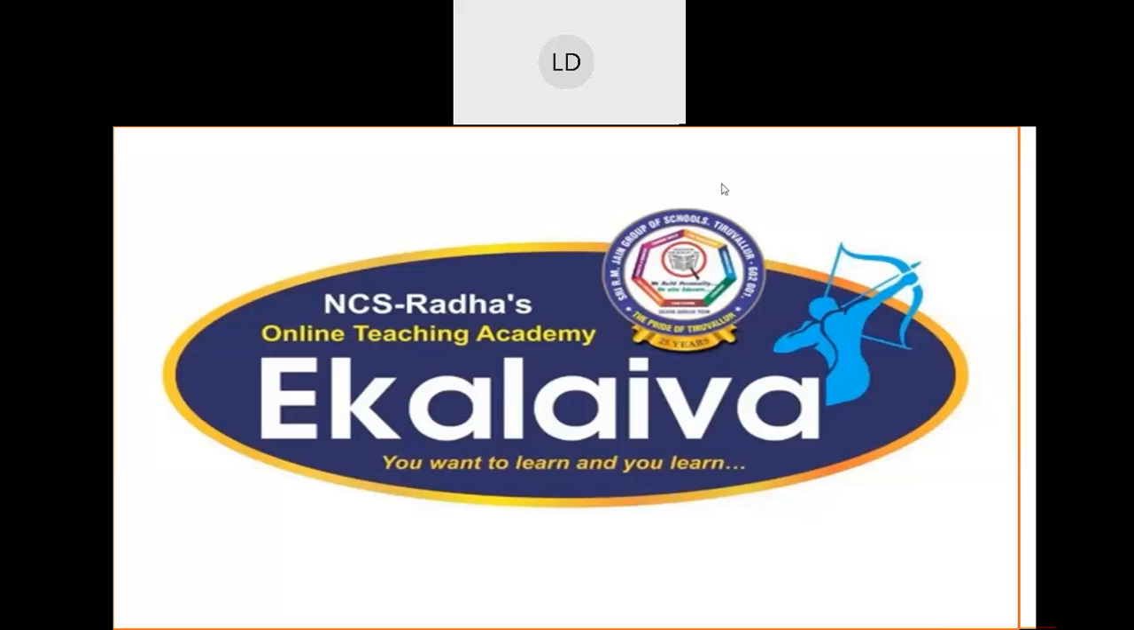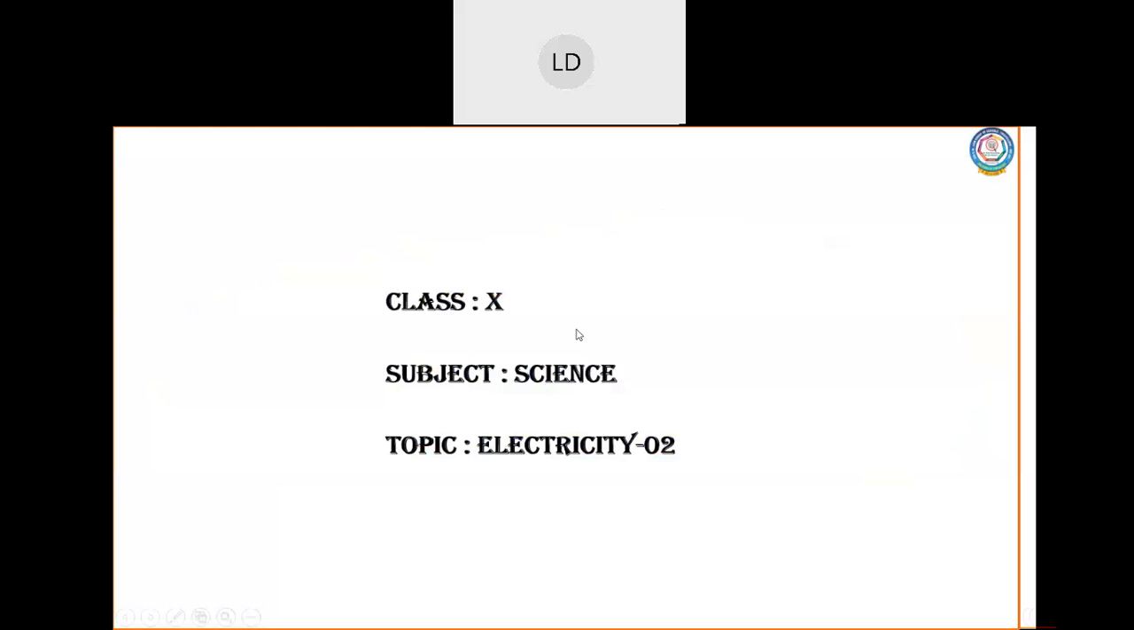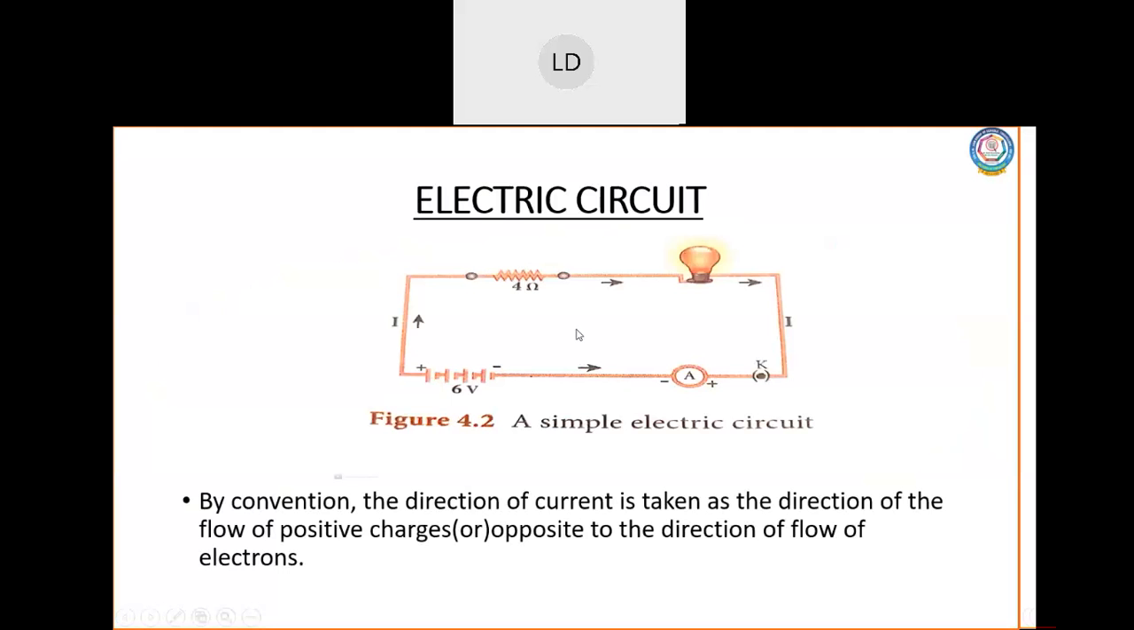Now last class I gave you the introduction about electricity and we were discussing what is called an electric current. Today's class we are going to learn some very important topics related to electricity. To start with, we'll start with what is called an electric circuit. So what is an electric circuit?